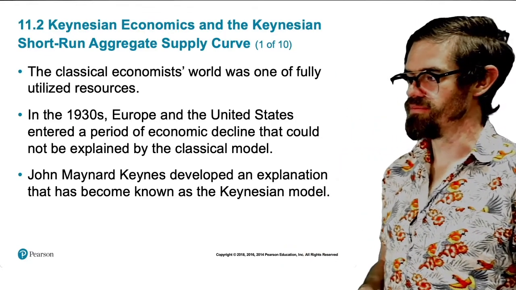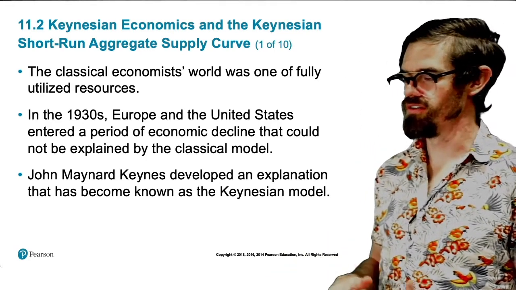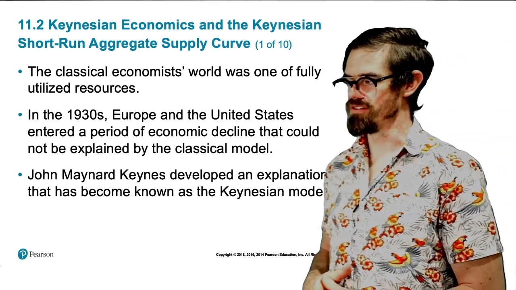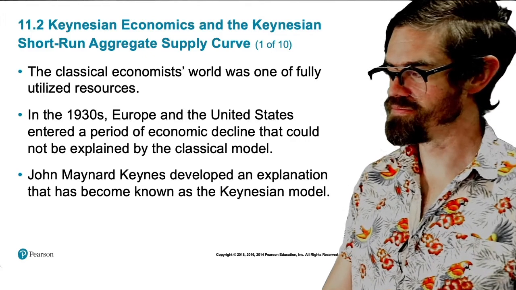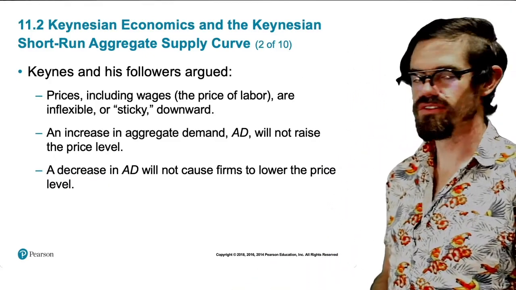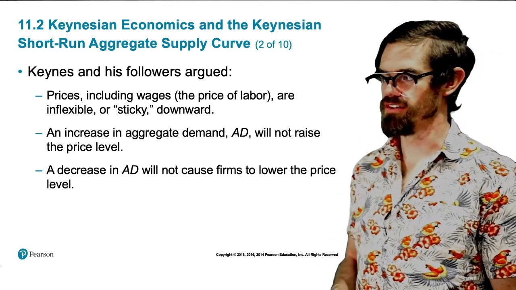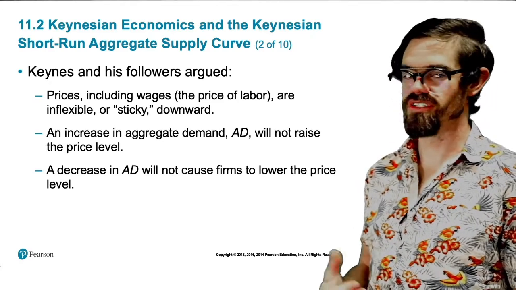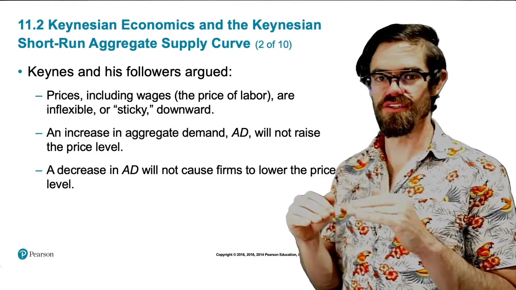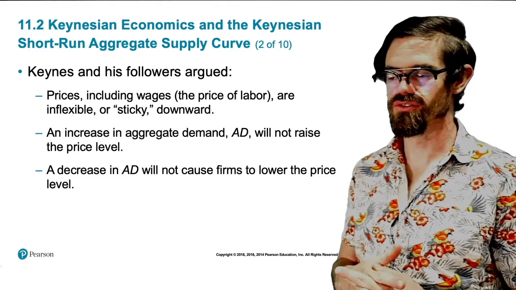And so at that time, this economist named John Maynard Keynes developed an explanation for why this was the case, and it became known as the Keynesian model. It was named after him. Now, Keynes' argument was that prices, including wages, were not flexible. In fact, they were inflexible or sticky downward, meaning that prices don't tend to move down, they tend to only move up. And this is particularly true with wages.